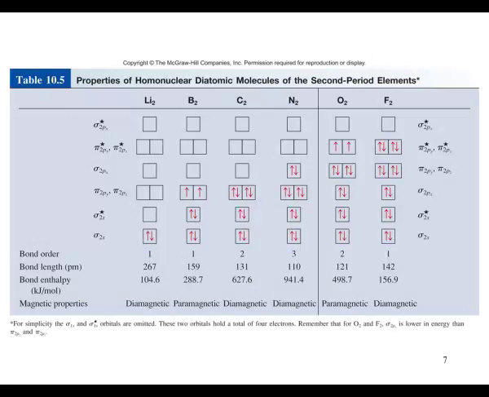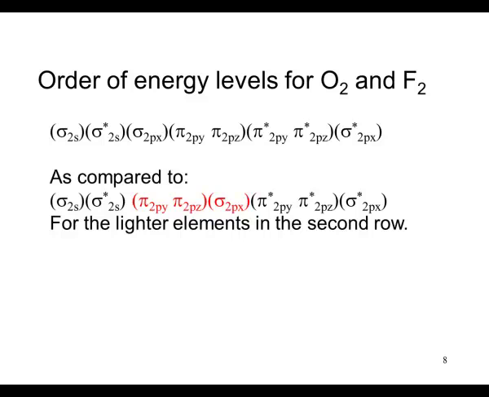This shows the filling of lithium, boron, carbon, and nitrogen diatomics, and oxygen and fluorine. Oxygen and fluorine interchange some of the bonding and antibonding orbitals. This shows the order of energy levels for oxygen and fluorine as compared to the lighter elements in the second row. Notice the change.